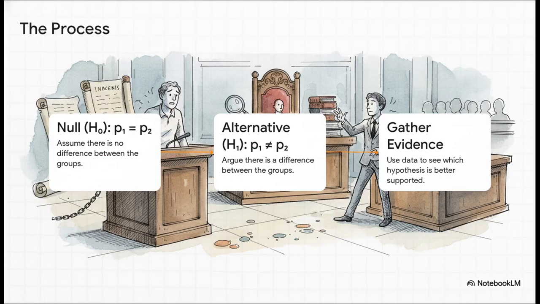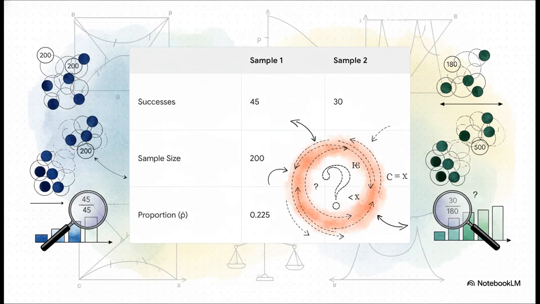And here's how it works. It's basically a courtroom drama for your data. First, you've got the null hypothesis. That's the defendant pleading innocent, saying, nope, nothing's going on here, the two groups are the same. Then you have the alternative hypothesis, which is the prosecution, arguing, hold on, something is different here. Our job as the statistician is to look at the evidence and decide if there's enough proof to reject that claim of innocence.